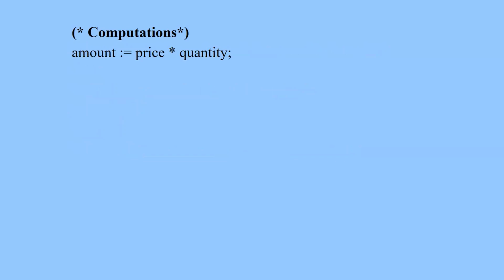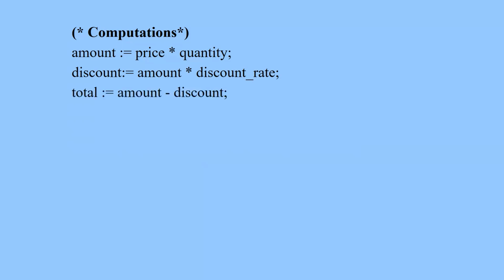So to get the amount, pick what is in the memory location called quantity, multiply it with what is in the memory location called price, and then assign the total to the memory location called amount. To get the discount, pick what is in the memory location called discount rate and subtract it from what is in the memory location called amount. Whatever you get as the answer, store it in the memory location called discount.